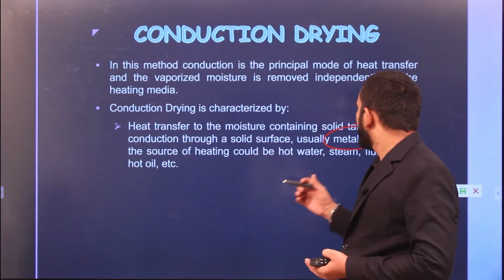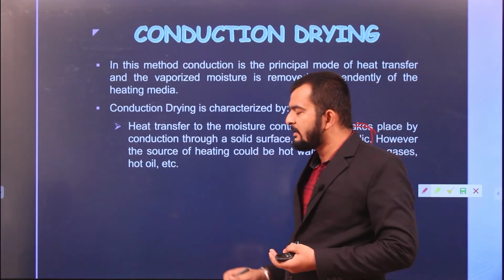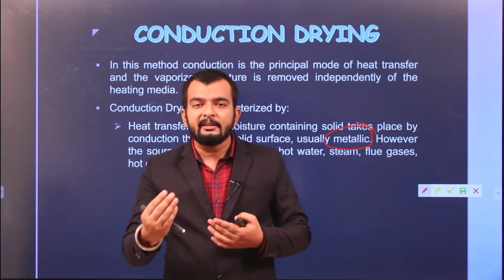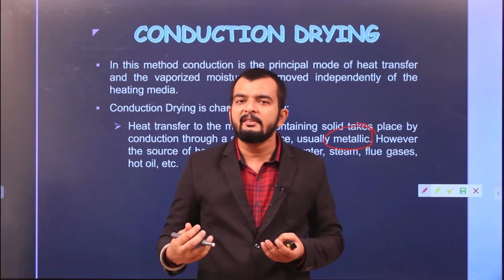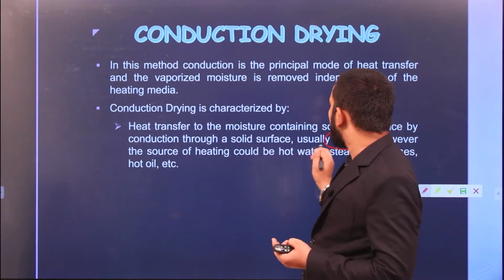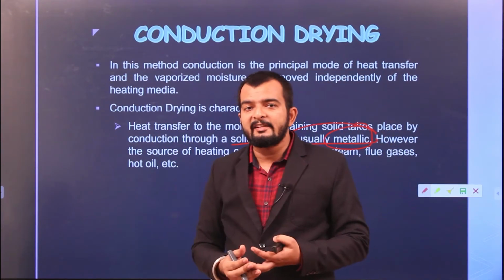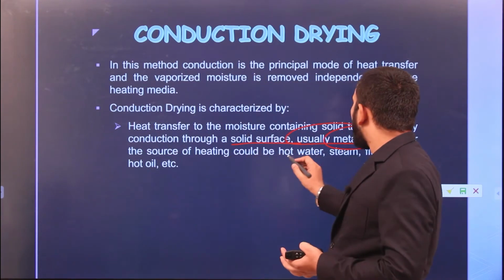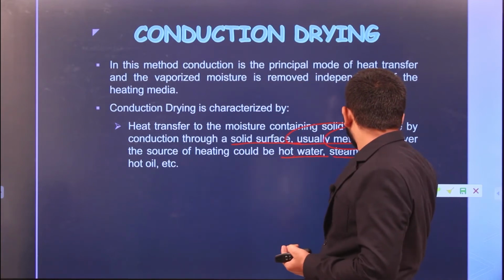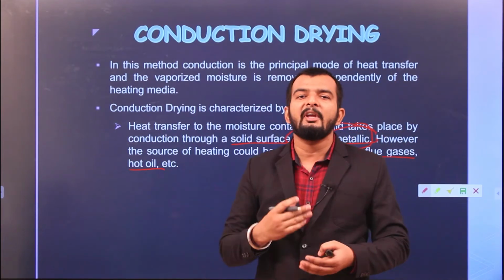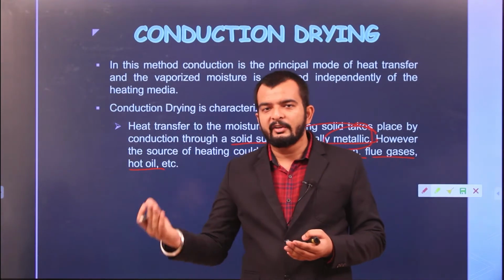good conductors of heat. However, the source of heating could be hot water, steam and flue gases in this case. That is, it is not that we are heating the metal directly, or that the metal is generating heat. That is not the case. In this case, the transfer of heat is taking place through this metallic surface or solid surface. But the mode of heating of the metal surface can be different. It could be either hot water that is coming in contact with your metal surface, or steam, flue gases, or hot oil that is coming in contact with your metal surface and in turn heating the metal, which is drying your grains.